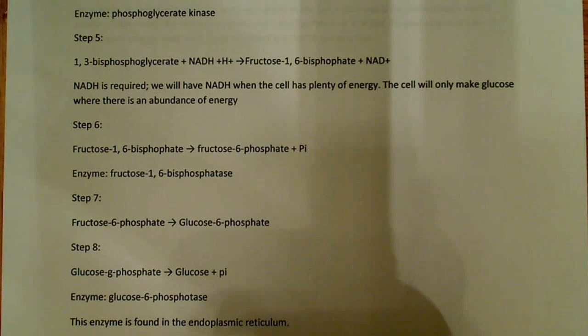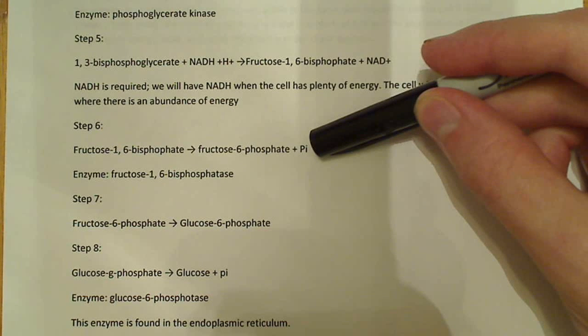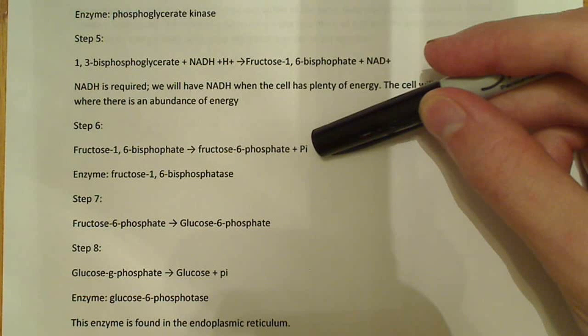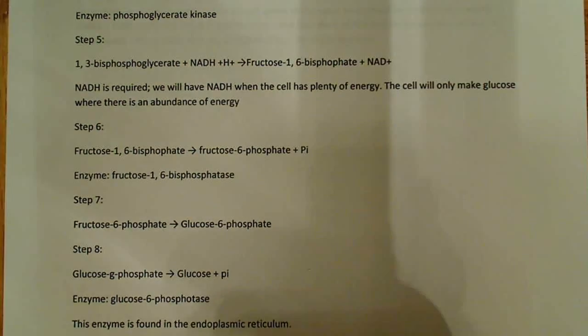So fructose 1,6-bisphosphate gives us fructose 6-phosphate plus inorganic phosphate. What's happening here is a phosphate is being clipped off, and the enzyme that's doing that is known as fructose 1,6-bisphosphatase, another important enzyme. So I'll point it out now. There is going to be some regulation going on here, so you'll want to remember fructose 1,6-bisphosphatase.